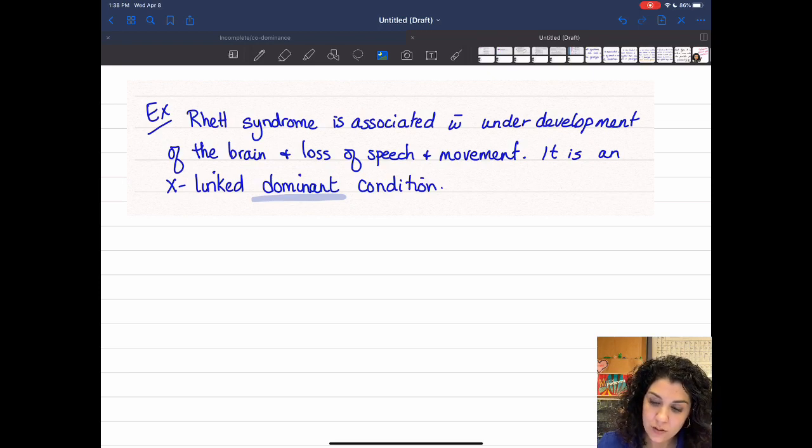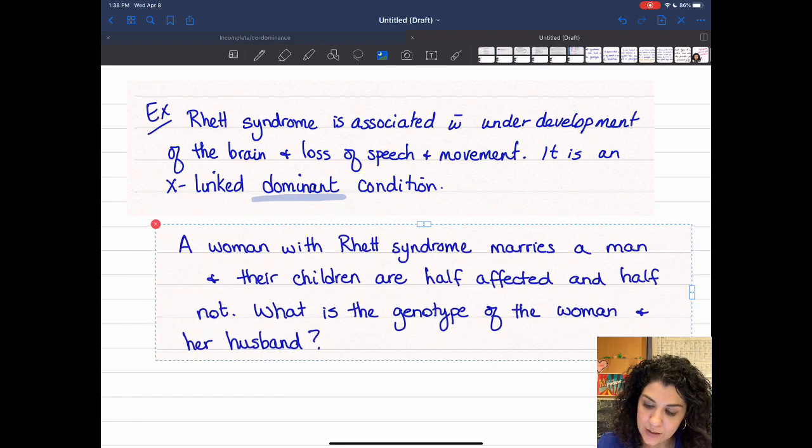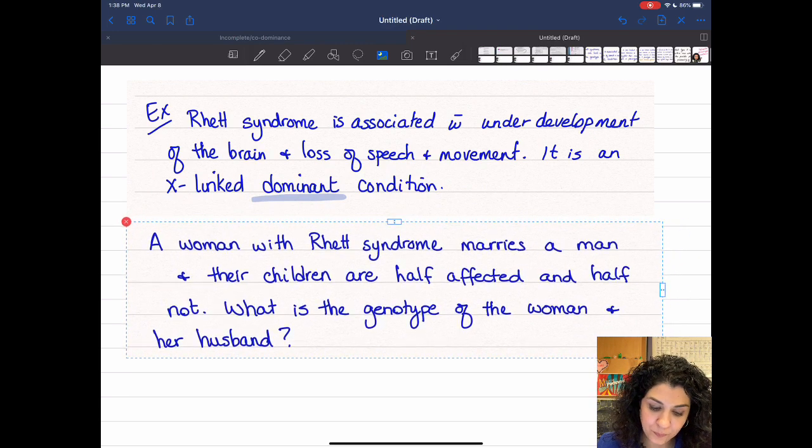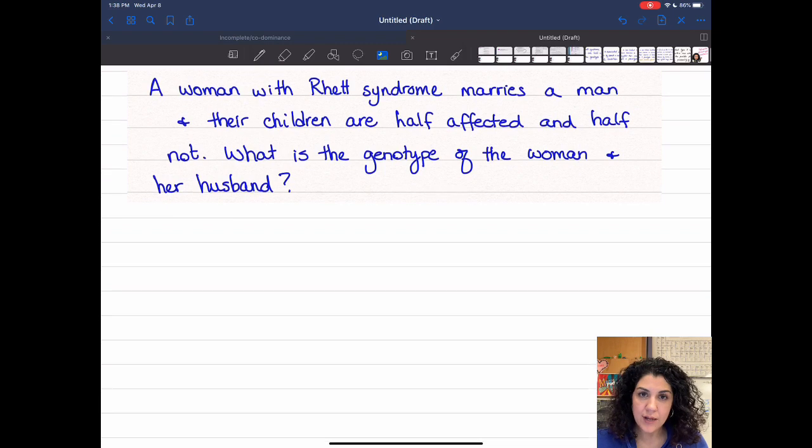And attach another one. So then this is the question. I have a woman with Rett syndrome who marries a man, and their children are half affected and half not. What is the genotype of the woman and the genotype of her husband?